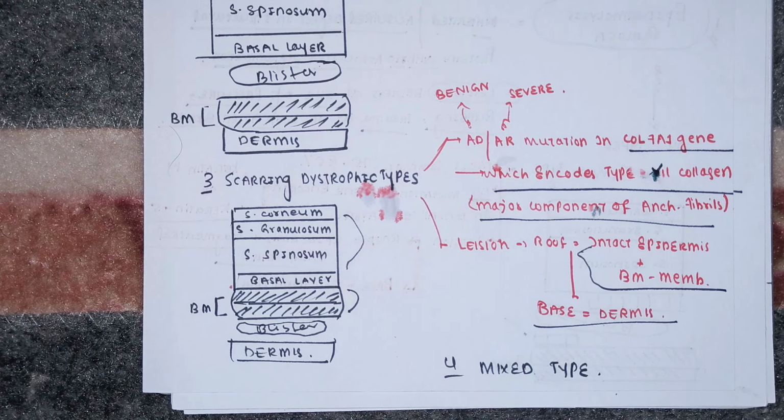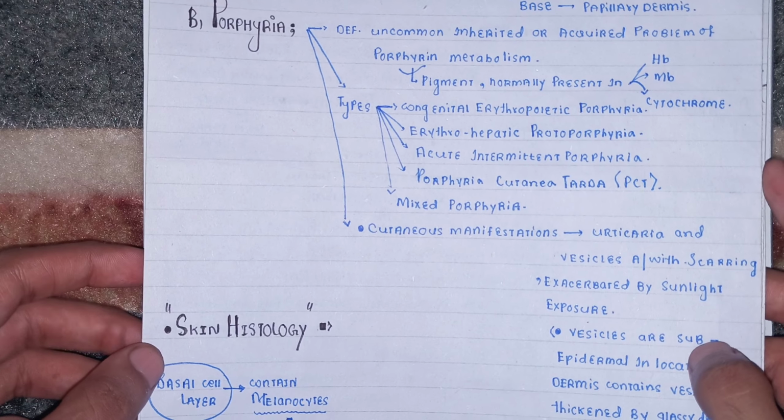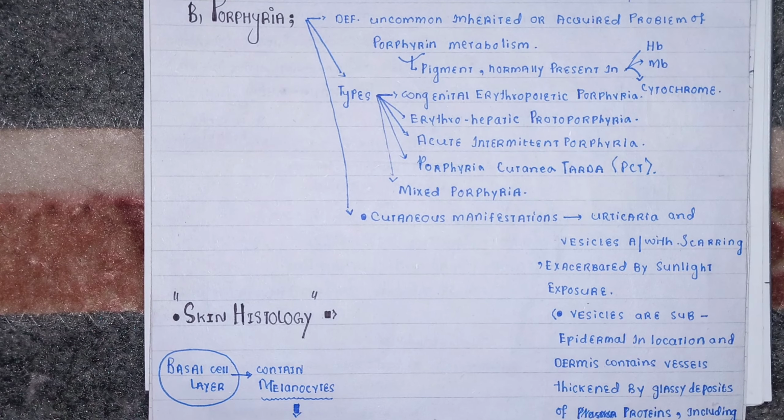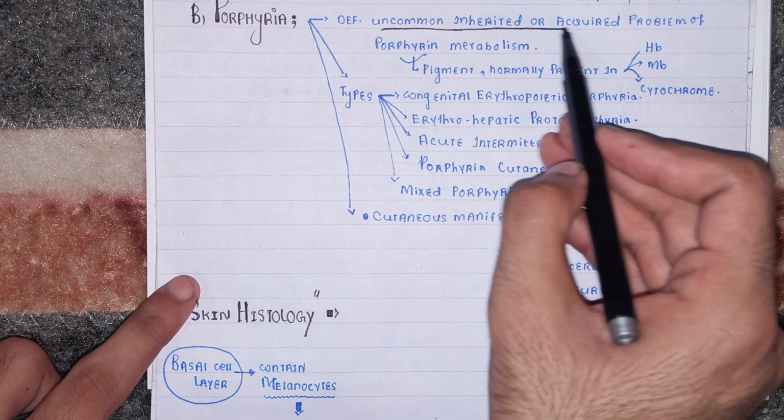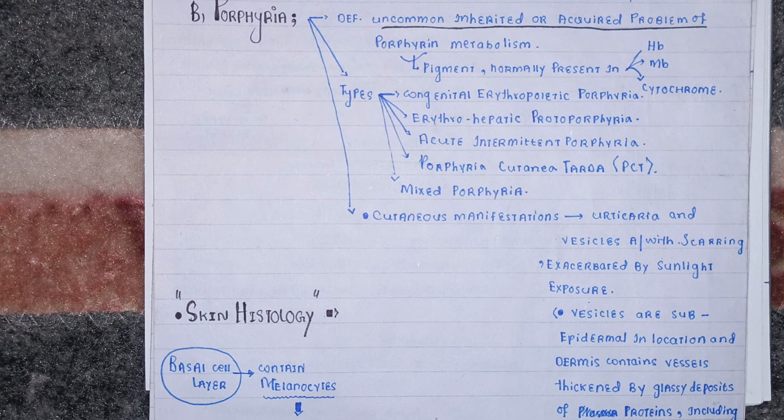I hope you are clear with this beta. Epidermolysis bullosa is included in non-inflammatory blistering disorders. One more condition included in non-inflammatory blistering disorders is porphyria. Not very much described in your textbook, but a couple of words. Porphyria beta, let me tell you, it is an uncommon inherited or acquired problem of porphyrin metabolism.